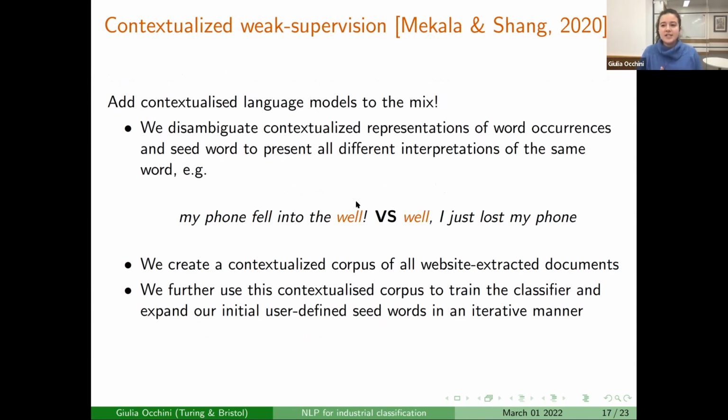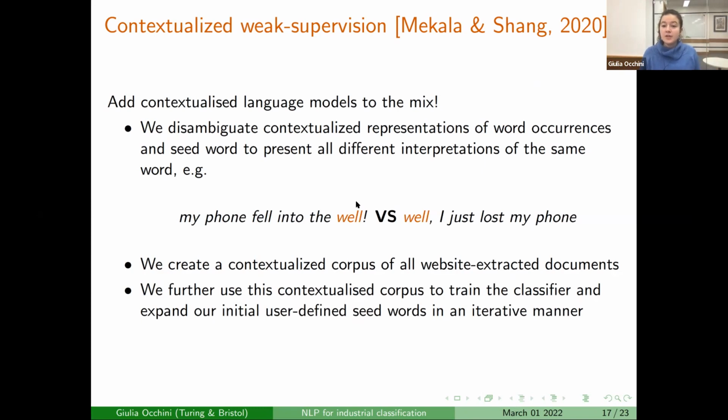interpretation. So for instance, I have an example where I explain the concept of contextualization in a very simple way. If you consider these sentences, "My phone fell into the well," and "Well, I just lost my phone." In these two cases, the word is the same, but the meaning is very different. And generally in NLP, if you code these words, they would have the same embedding. Through contextualization, you can give different embeddings to these words and have them have a different interpretation.